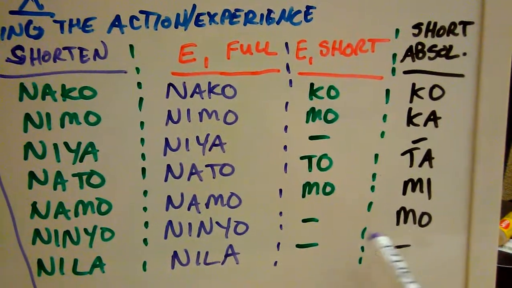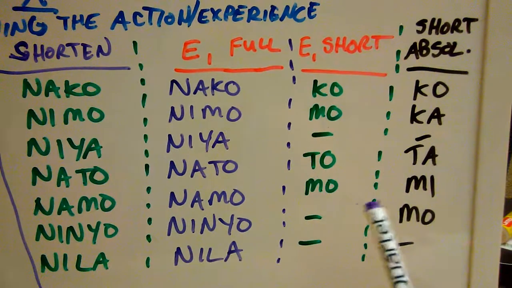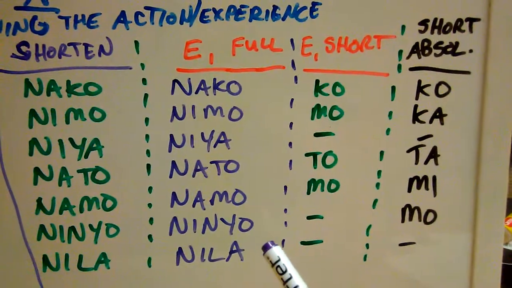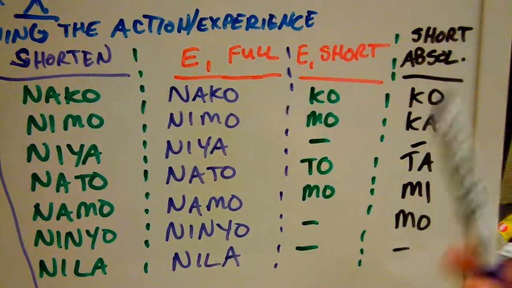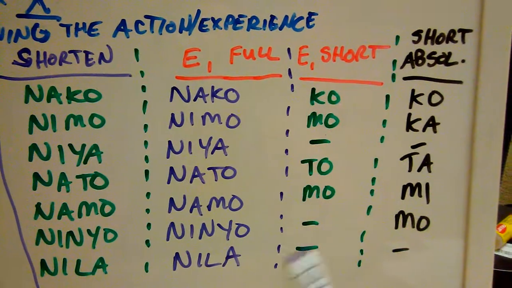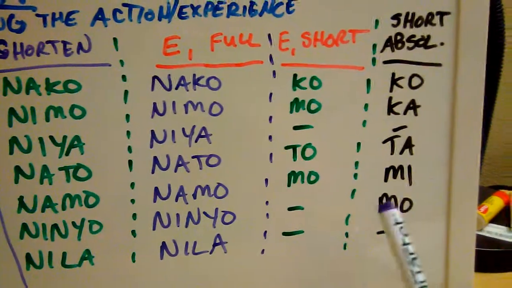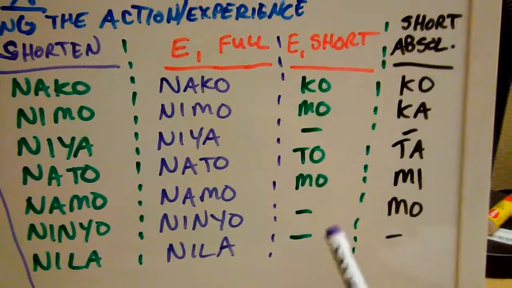Whereas mo is the mo form, wait, yeah, the mo form in the absolutive. No, that's weird. That's interesting. I just learned that too. Okay.